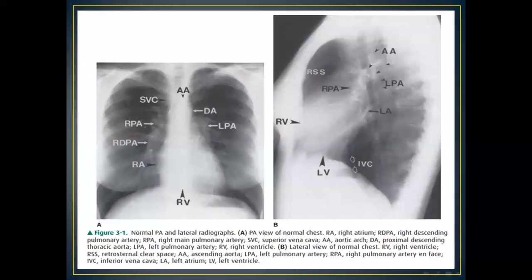This is the frontal chest X-ray showing the right pulmonary artery and the left pulmonary artery, and this is the descending branch of the right pulmonary artery. On lateral chest X-ray, this is the trachea with the bronchus. Anteriorly, we have the right pulmonary artery, posteriorly the left pulmonary artery.